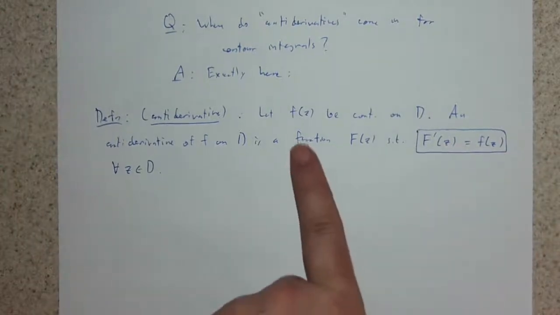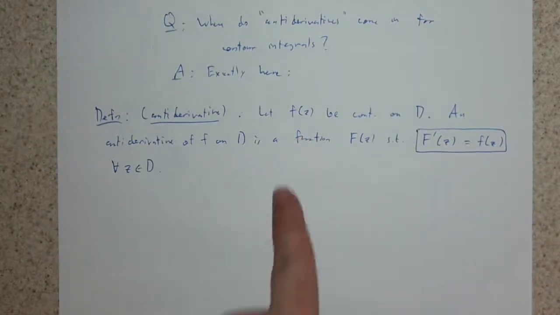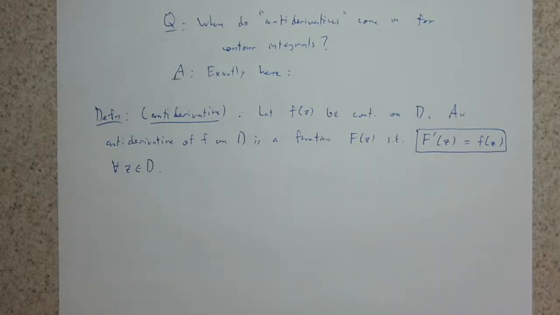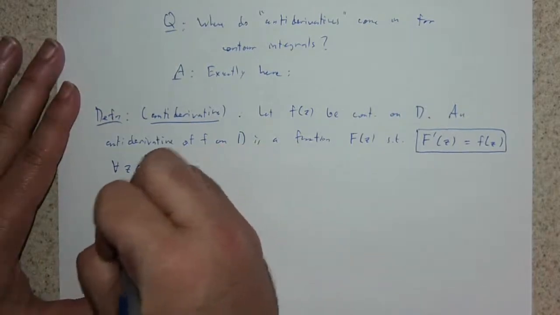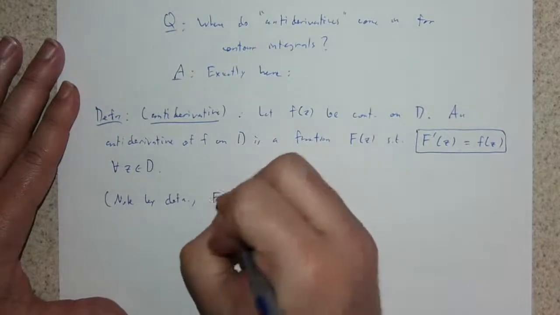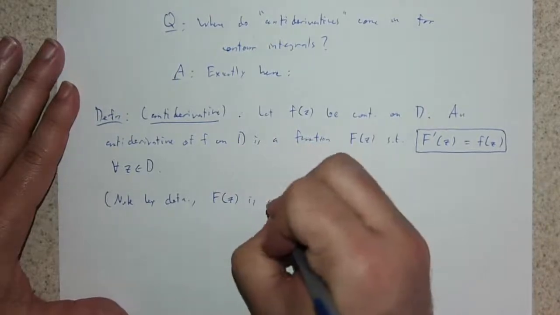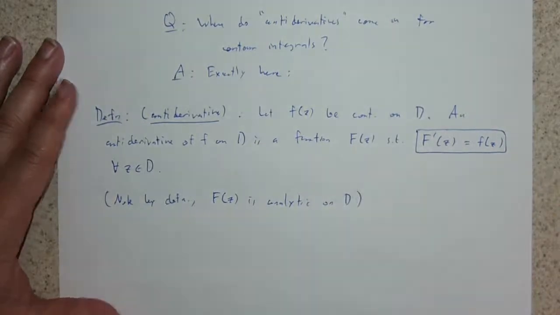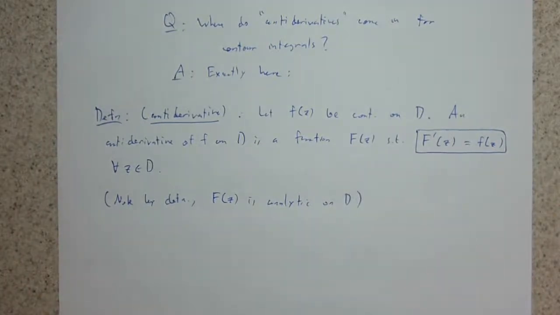Note, since f is continuous, and by definition big F has to have a derivative at all points of D, it means that this thing has to be analytic on D. Note, by definition, big F of z is analytic on D, because not only does its derivative exist everywhere, it's also continuous, and this is well defined everywhere on D.